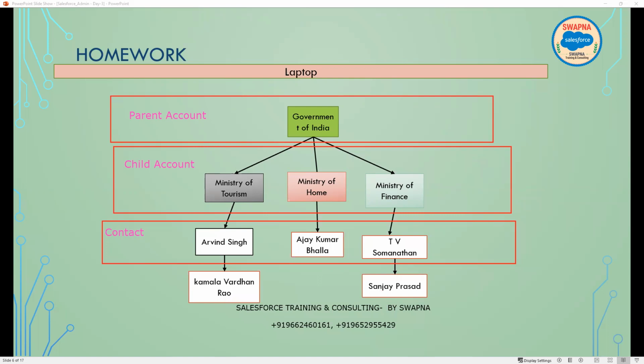So that means in this case, reports to is Arvind and account is Ministry of Tourism. Similarly, Sanjay Prasad reports to TV Somnathan and account is Ministry of Finance. Take notes of it.